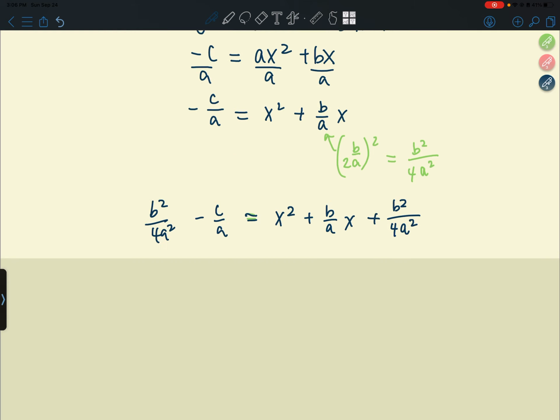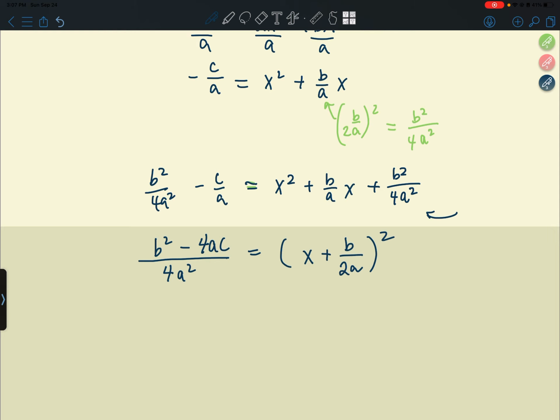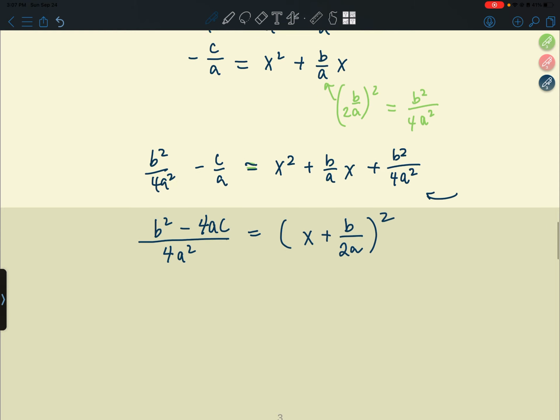Nice. And then let's factor this side, the completed square. So that ends up with x plus b over 2a, squared. And then on this side, let's put this into one fraction: b squared, and then we're going to multiply c by 4a. Right, we're just combining the two fractions.